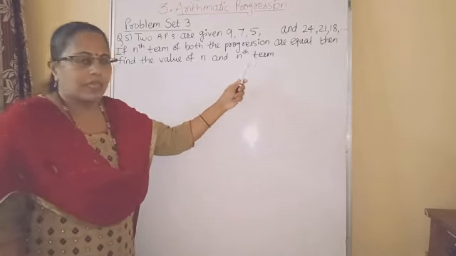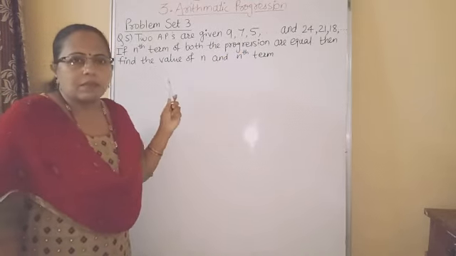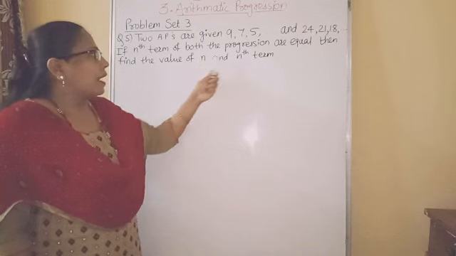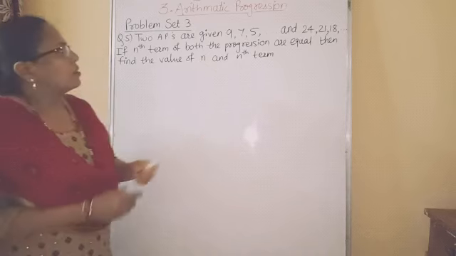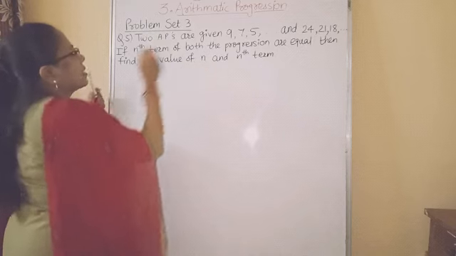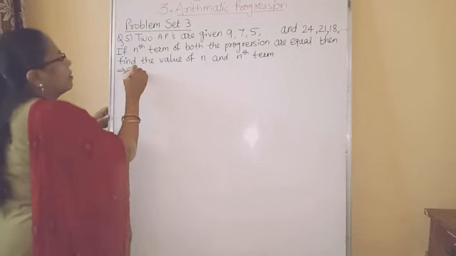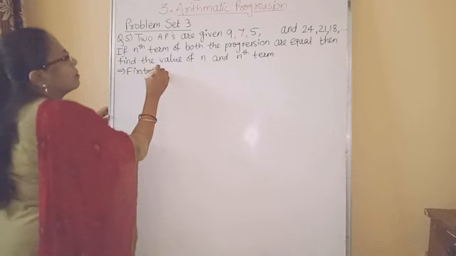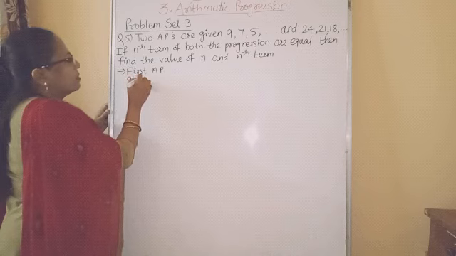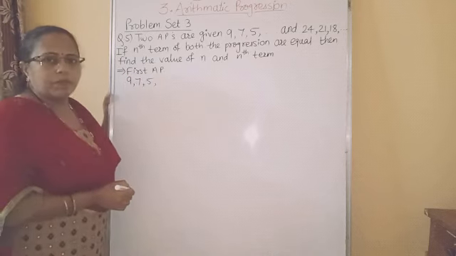Okay, follow the question. There are two APs and the nth terms of both the APs are equal, and then we have to find out n and the nth term. Okay, so we will solve this question. First we will take the first AP. We will write here first AP. First AP is given 9, 7, 5, and so on up to infinite.